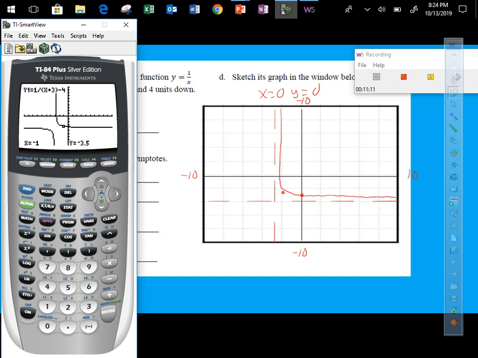My vertical asymptote is at x equal -3. Pick a number to the left of that. So let's go trace -4. So it looks like I have -4, -5. -4, -5. So I'm going to be right there.